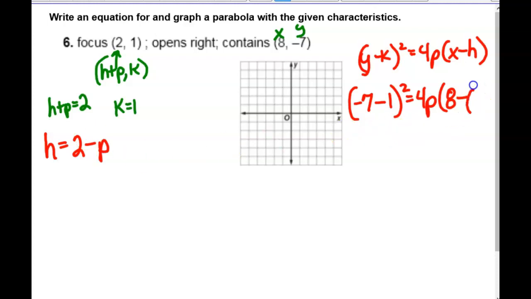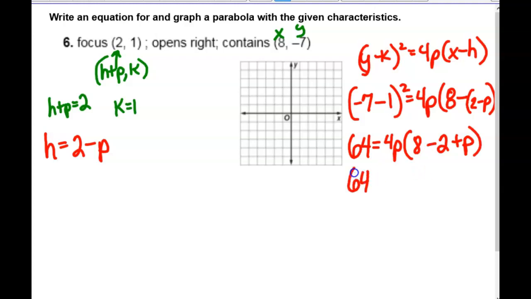So now I'm going to go up here and say h is really 2 minus p, and I'm kind of out of room, but. All right, so left side becomes what? -7 minus 1 squared would be -8 squared, or positive 64. On the right, I have 4p times 8, but if I distribute that negative, it becomes -2 plus p. I'm showing all my steps here, I hope, so we don't get confused, but in the parenthesis, that becomes 6 plus p.